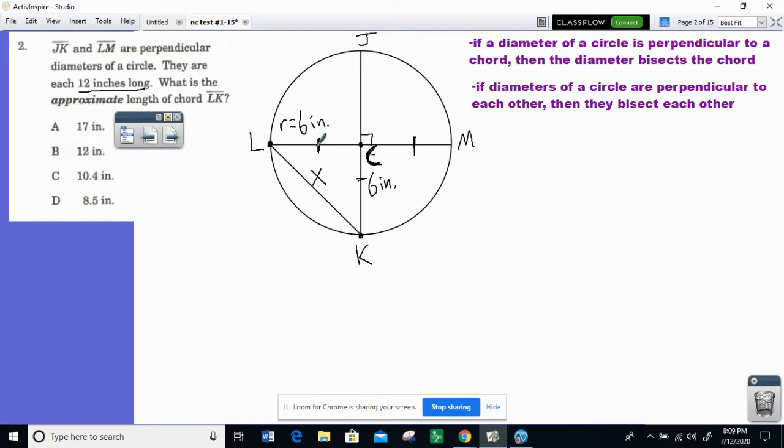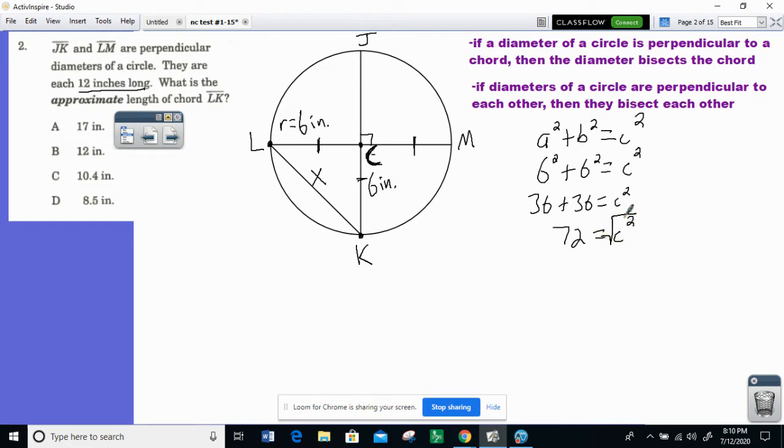How do we solve for the missing side in a right triangle? When we know two sides, we use our old friend a squared plus b squared equals c squared. That's the Pythagorean theorem. So we're going to have 6 squared plus 6 squared equals c squared. So 36 plus 36 equals c squared. That's 72 equals c squared. If we take the square root of both sides, the square root of 72 comes out to about 8.5 inches. That's how we get the answer D.